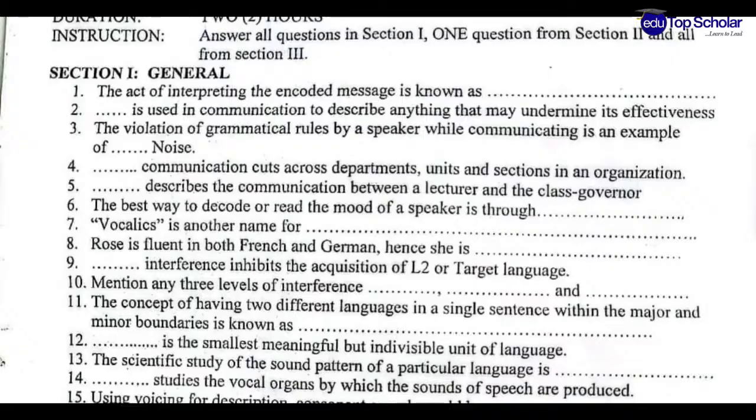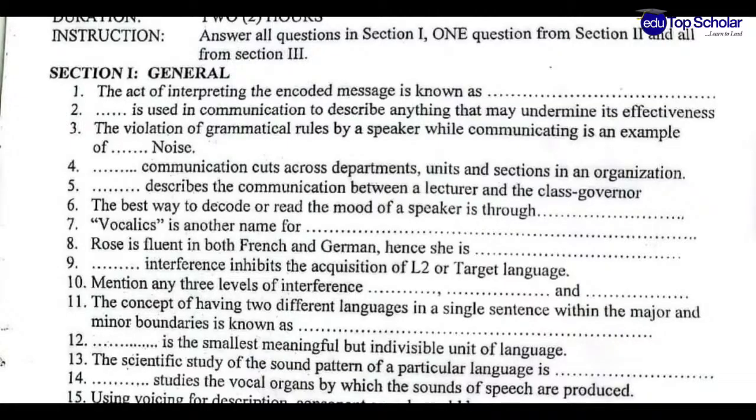Now, number 7, vocalics is another name for vowel sounds. Vocalics. Now, I told you there are two different sounds in the English language, consonant sounds and vowel sounds. Consonant sounds are sounds that are produced with obstruction, while vowel sounds are sounds that are produced without obstruction. Such sounds are also called vocalics. Another name for vowel sound is vocalics.